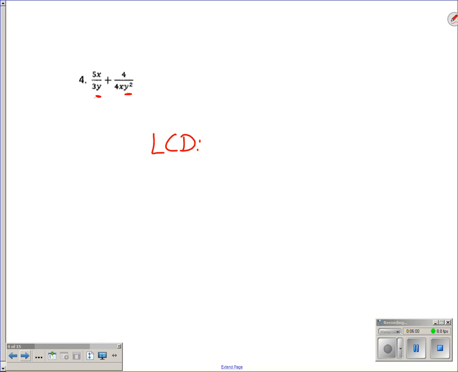So what the left side is missing is the 4 and the x. And an additional y. Now it has the 4, it has the x, it has the additional y. Well, what the right side is missing is just the 3. Now, if I were to multiply that out, that's 3 times 4. The lowest common denominator is 12, 1x, and 2 y's. So 12x y squared.